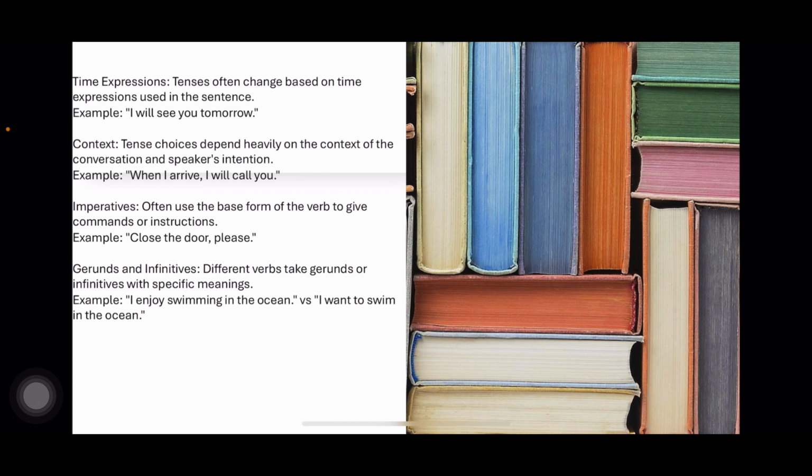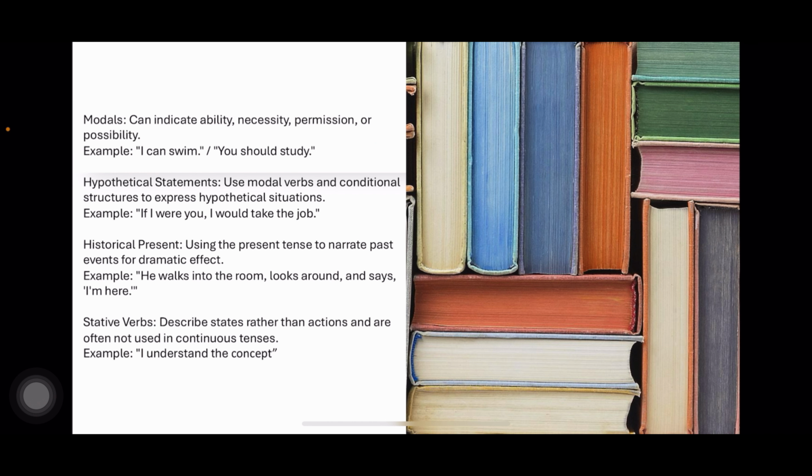Gerunds and infinitives. Different verbs take gerunds or infinitives with specific meanings. Example, I enjoy swimming in the ocean. I want to swim in the ocean. Modals can indicate ability, necessity, permission or possibility. Example, I can swim. You should study.